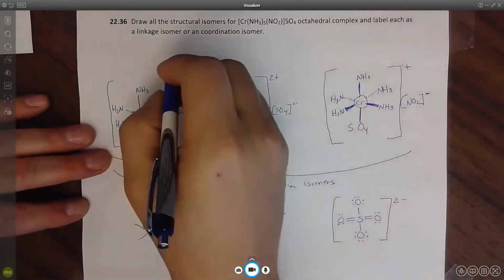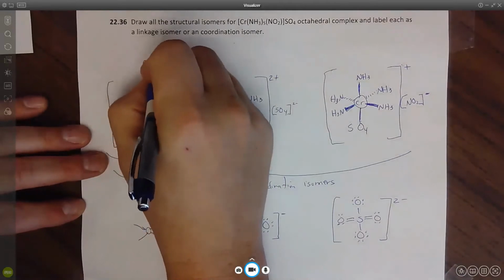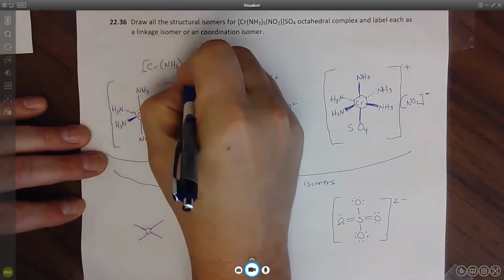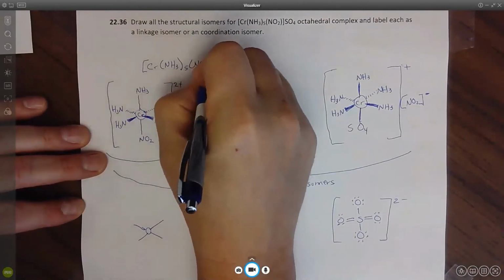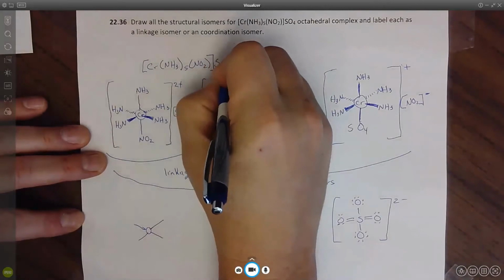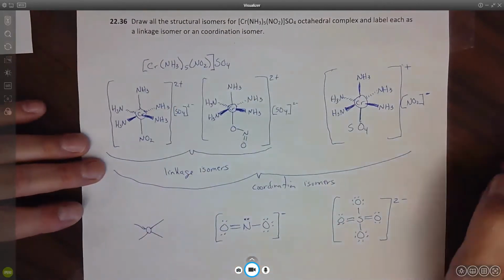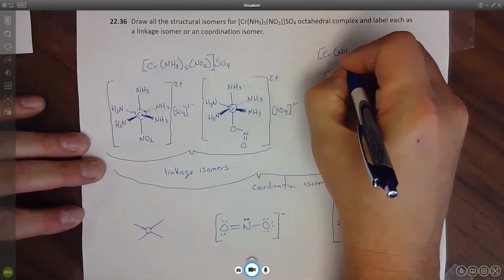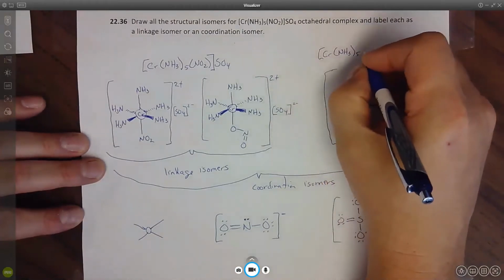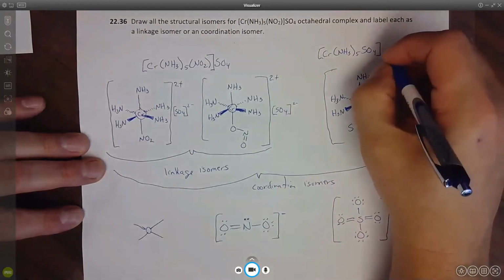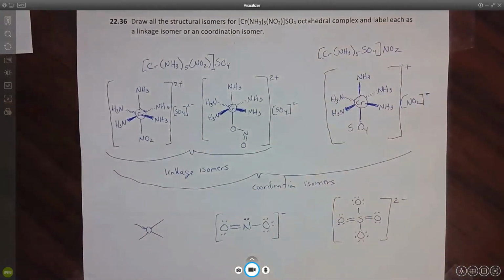This would, of course, have the formula of Cr(NH3)5(NO2). That would be our cation, and then our anion is the sulfate. And in this case, it would be the chromium, again, with 5 ammonia. This time the sulfate is a ligand. That is our cation, and then our anion would be the nitrite.